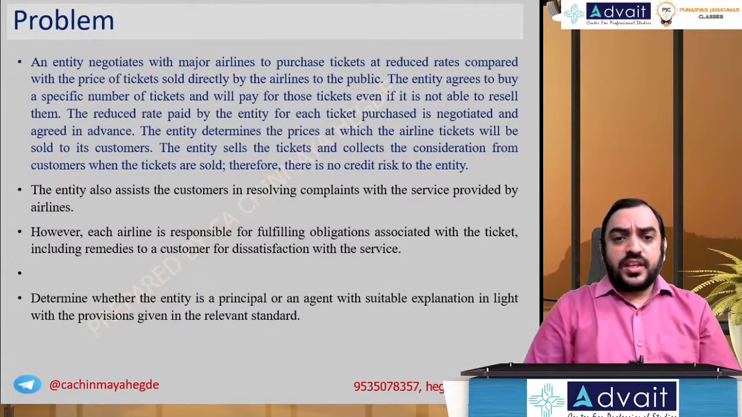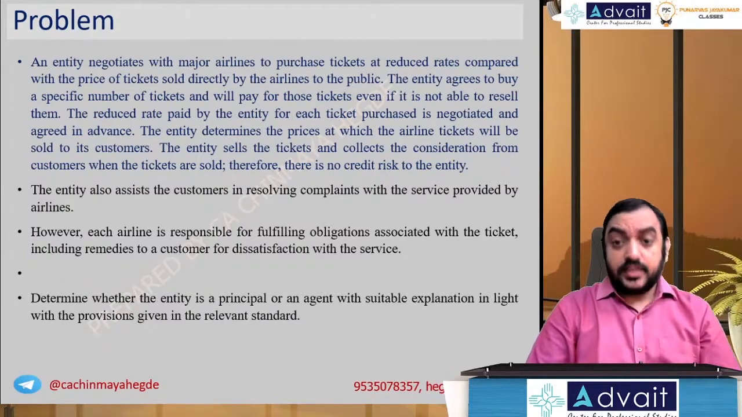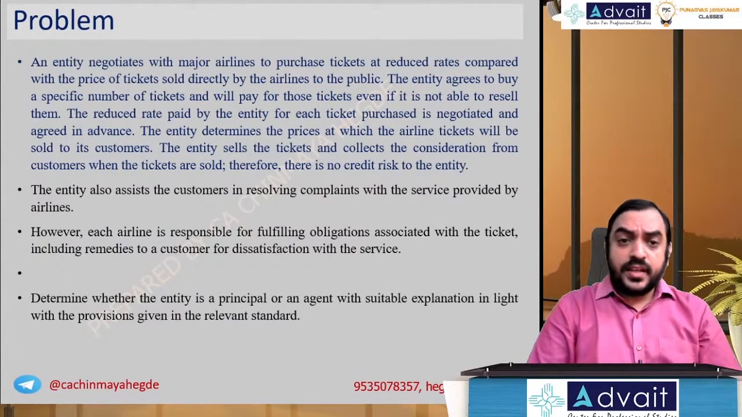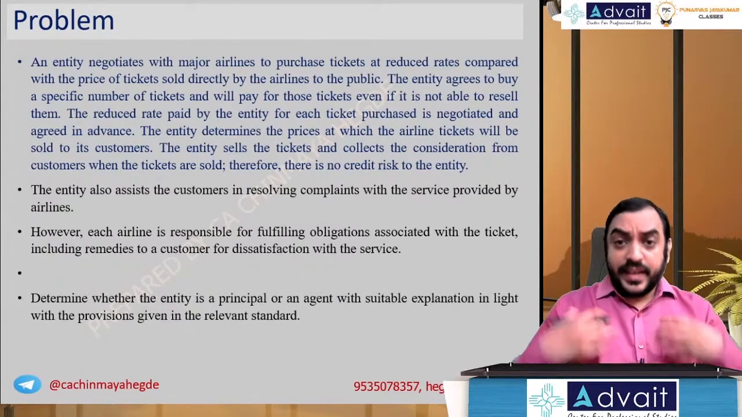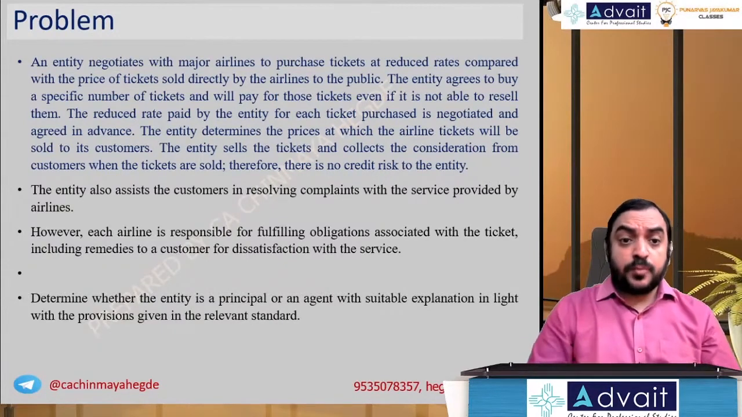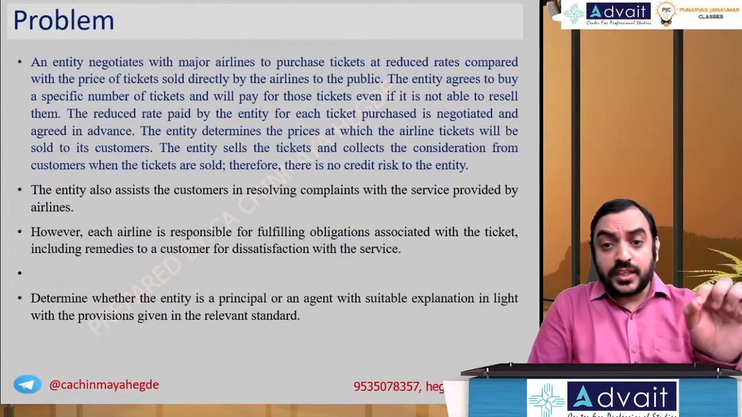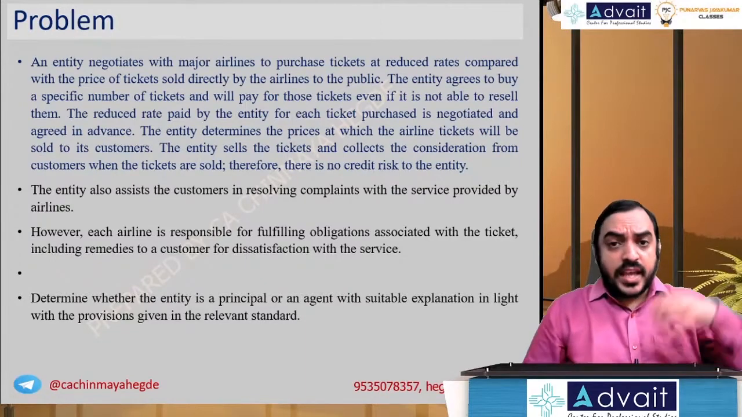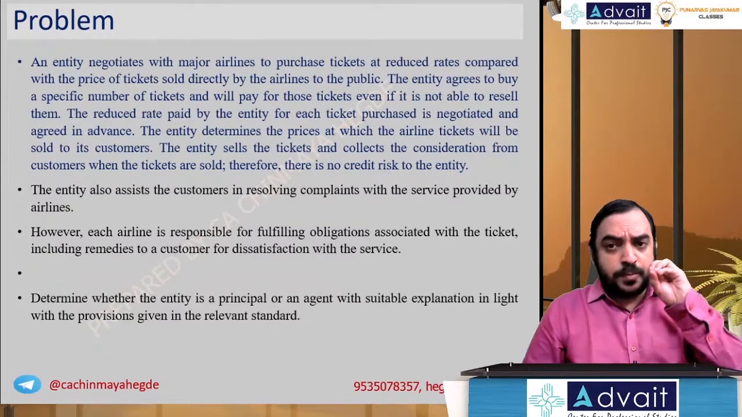An entity negotiates with the major airlines to purchase at a reduced rate as compared with the price of the ticket sold directly by the airlines to the public. So an entity negotiates with major airlines, SpiceJet, Interglobe, Indigo Airlines, to purchase the tickets at a reduced price. We are getting the tickets at a concessional price. The entity agrees to buy a specific number of tickets and will pay for those tickets even if not able to resell them.